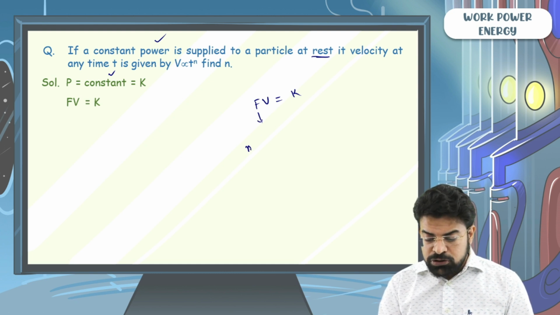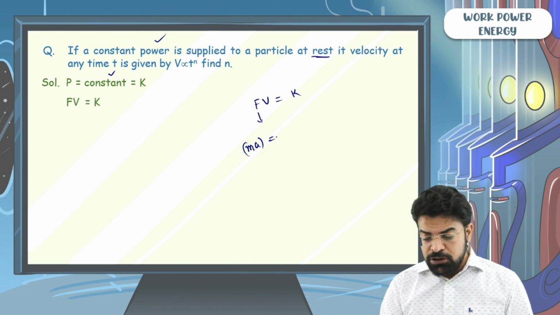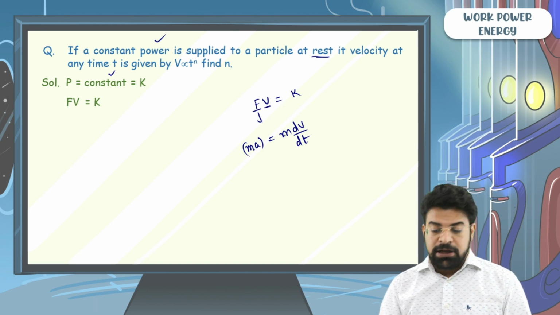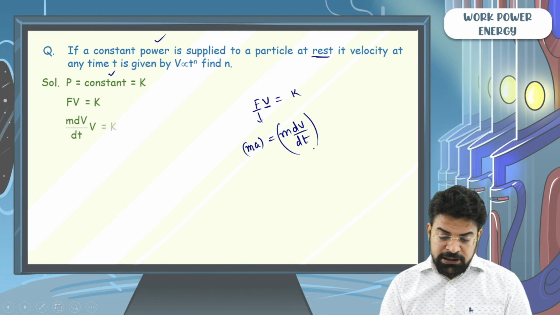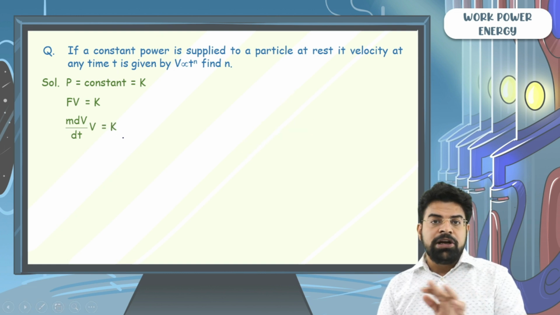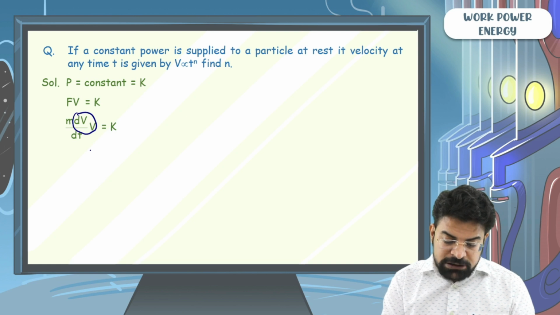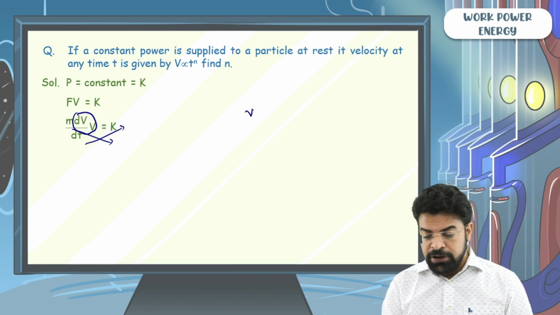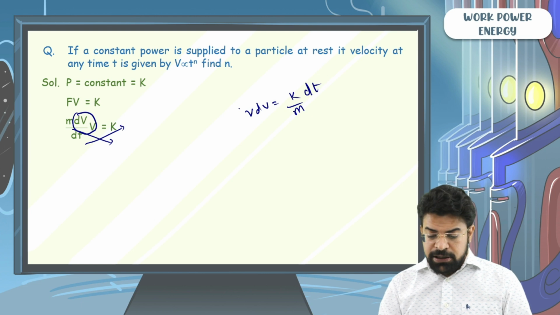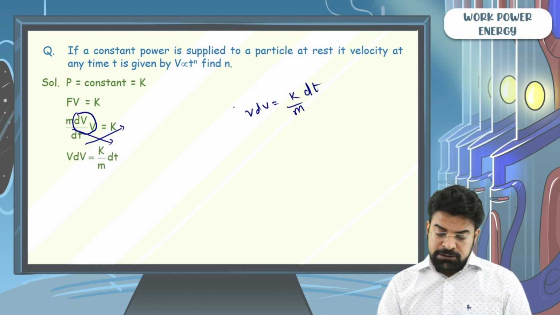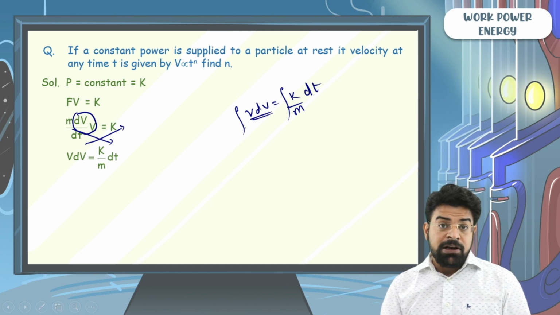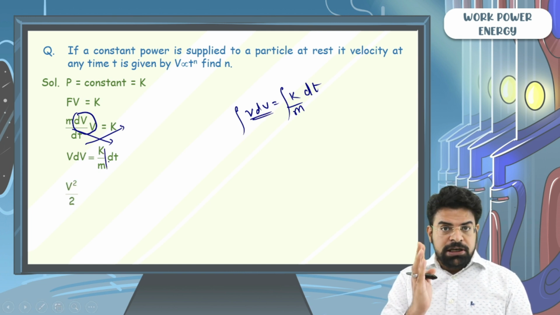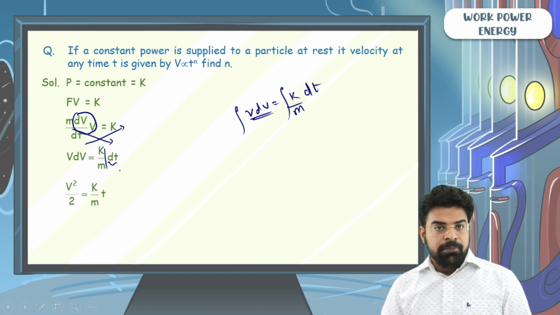We know that force equals mass times acceleration, and mass times acceleration can be written as m dv by dt. So force times velocity can be written as m dv by dt times v, and this has to be equal to K. Now we can do some rearrangement. We keep v dv on one side, bring this dt up and this m down. So v dv equals K by m times dt. Integrating both sides, the integration of v dv gives v square by 2. K by m is constant, take it outside. Integration of dt gives t. Now you can bring the 2 up and take the square root, game over.